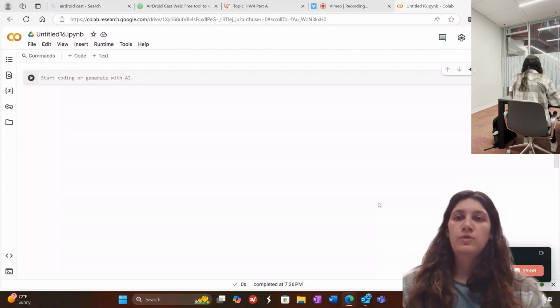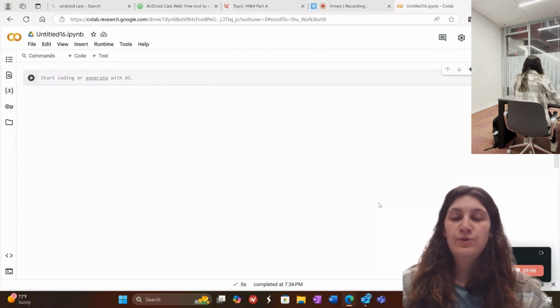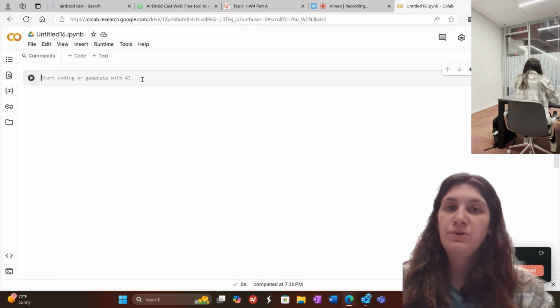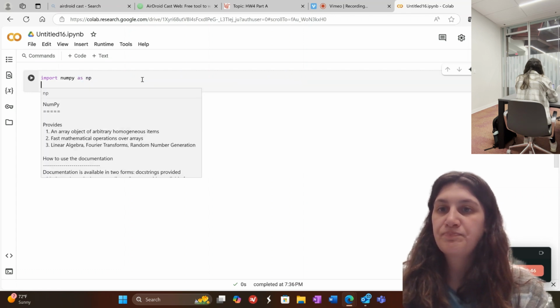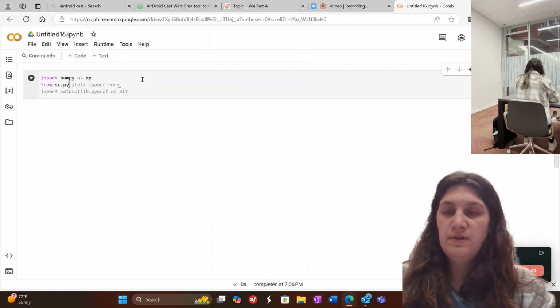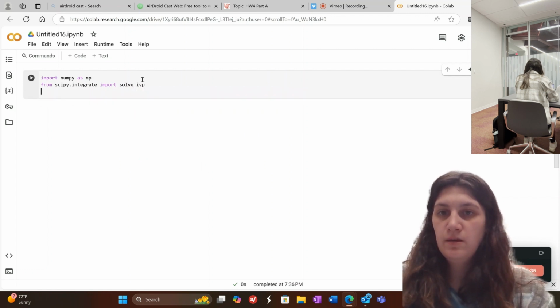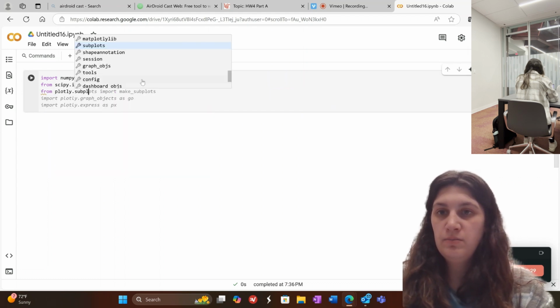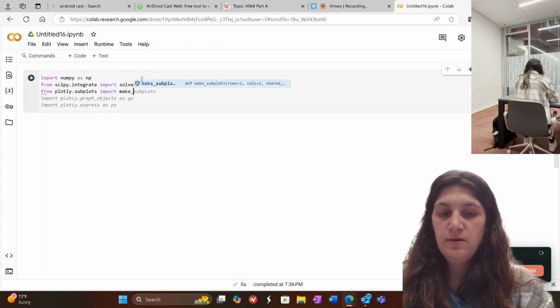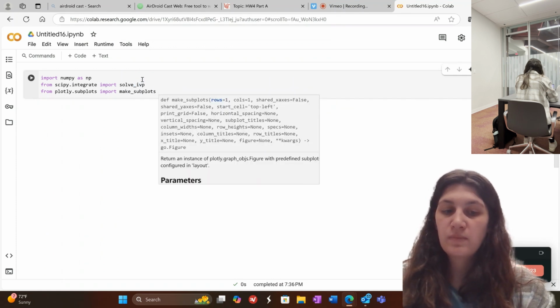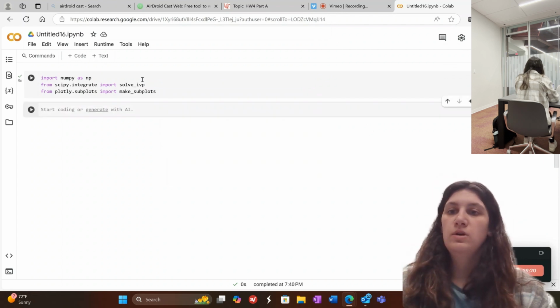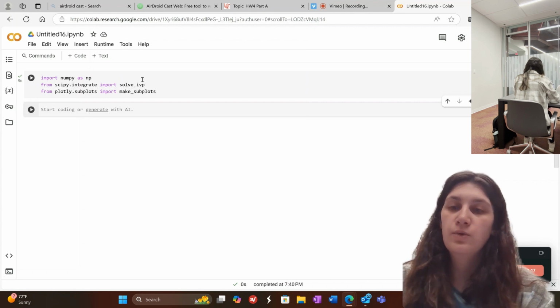Moving over to Google Colab, we can go ahead and start on our simulation. First, we need to import all of our libraries, so import numpy as np, from scipy.integrate import solve_ivp, and from plotly.subplots import make_subplots. Perfect. Now we need to go ahead and put in some of our parameters and initial conditions.